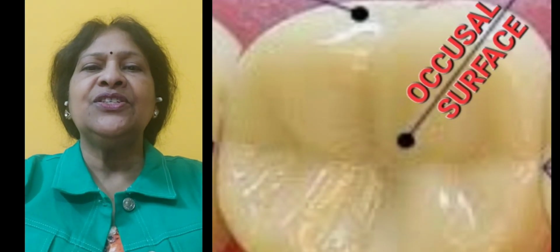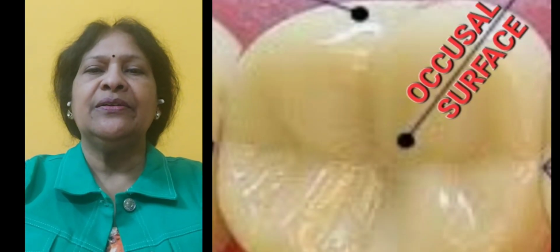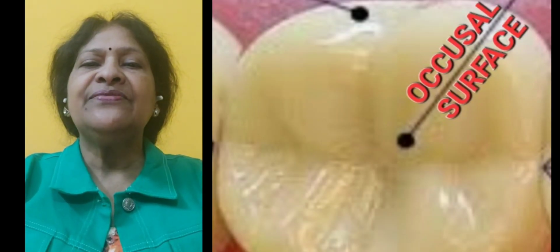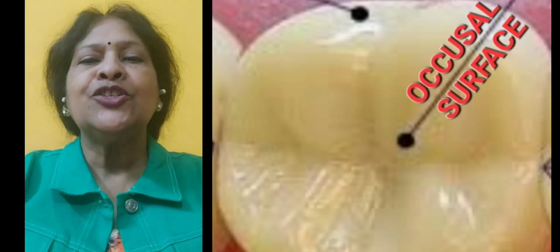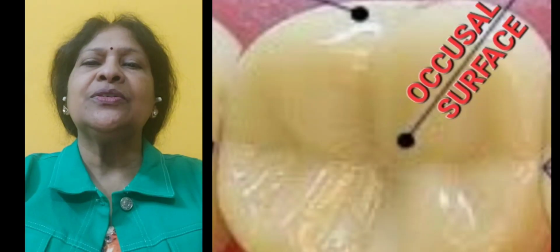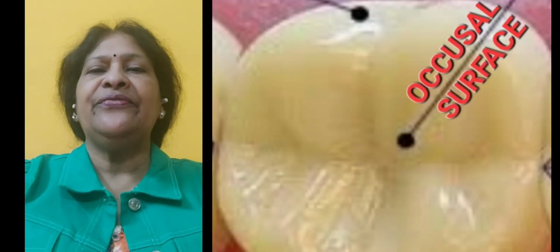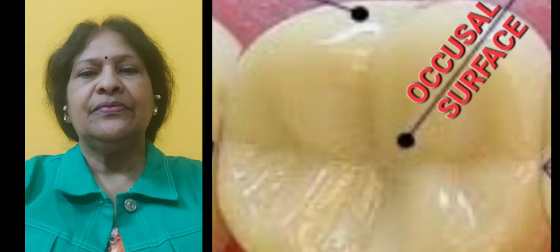This is the surface for mastication or biting or chewing. This occlusal surface may have certain cusps present on it, and the number of cusps gives an idea to differentiate the teeth for differential functions.